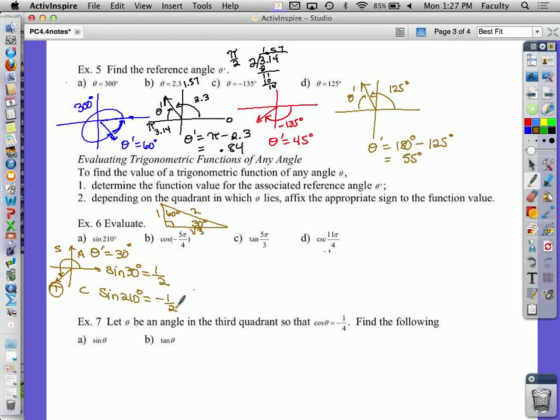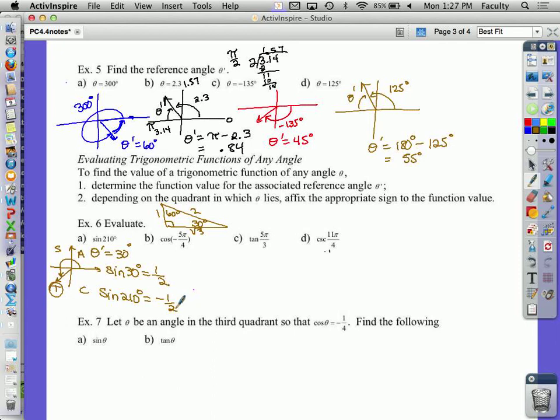So the sine of 210 is negative 1/2. So let me repeat the steps again. You want to draw the angle, determine the reference angle, do the trig function at the reference angle, then do All Students Take Calculus to figure out if it's positive or negative. But we are technically finding the sine of 210.